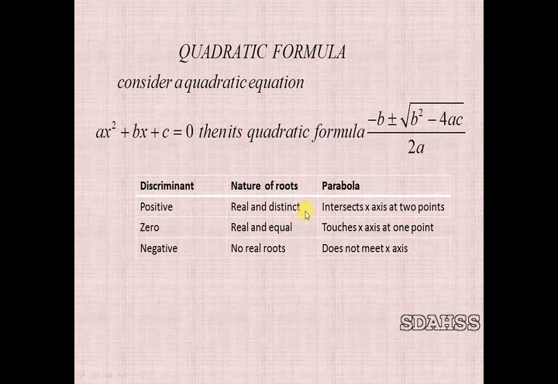Similarly, if b² − 4ac is equal to 0, then the roots are real and equal. Suppose if b² − 4ac is negative, means less than 0, then no real roots.